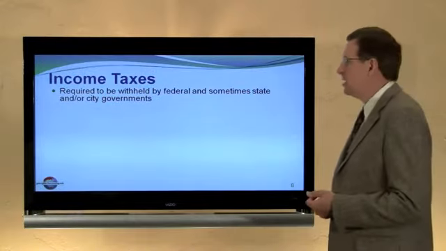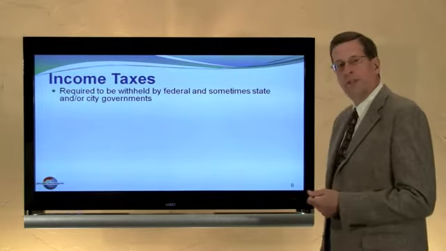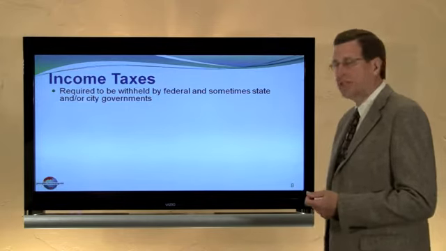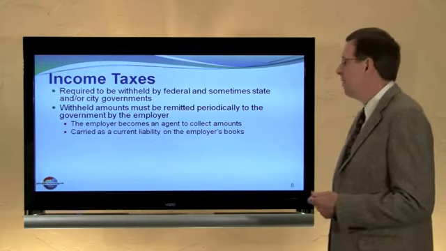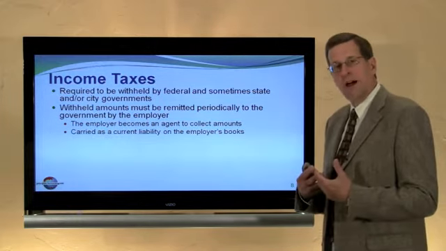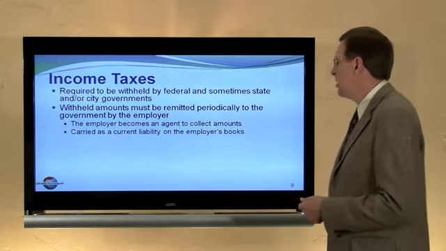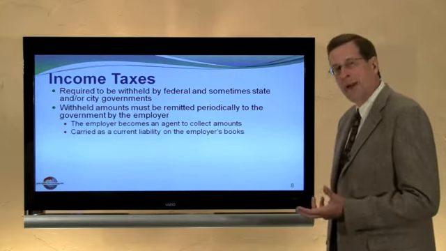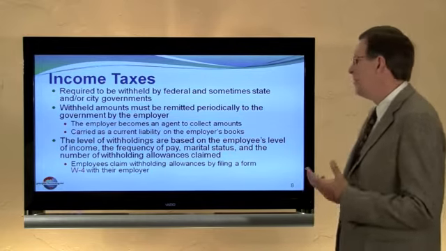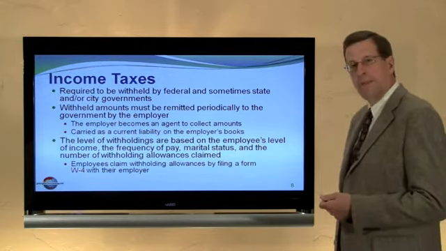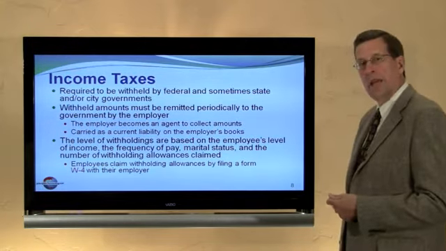Let's consider some of these deductions more closely. Income taxes. These are taxes on income that are required to be withheld by federal and sometimes state and even city governments. The withheld amounts must be remitted periodically to the government by the employer. In essence, the employer becomes an agent for the government and is responsible for collecting that amount from the employee's pay, carrying it as a liability until it's remitted to the government. The level of withholdings are based upon the employee's level of income, the frequency of the pay period, the marital status of the employee, and the number of other withholding allowances that the employee may be entitled to.